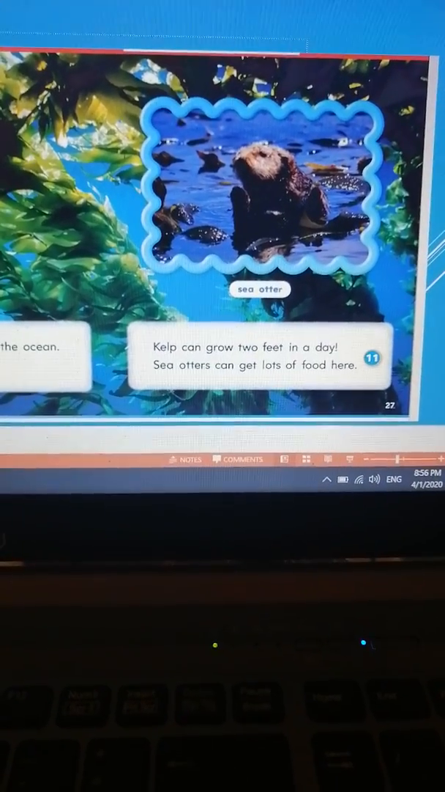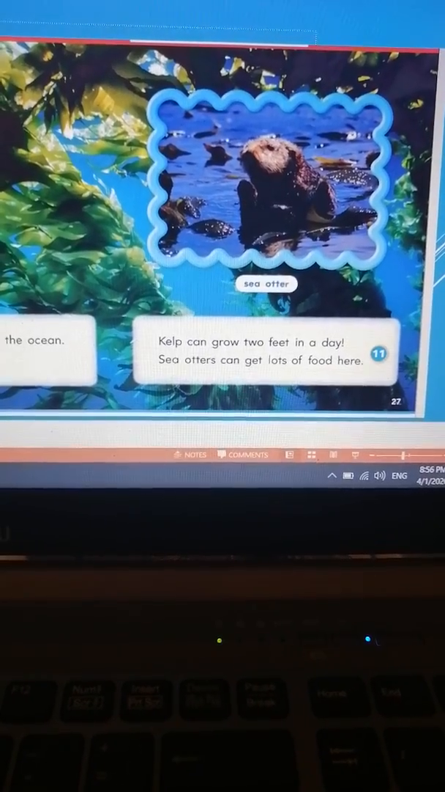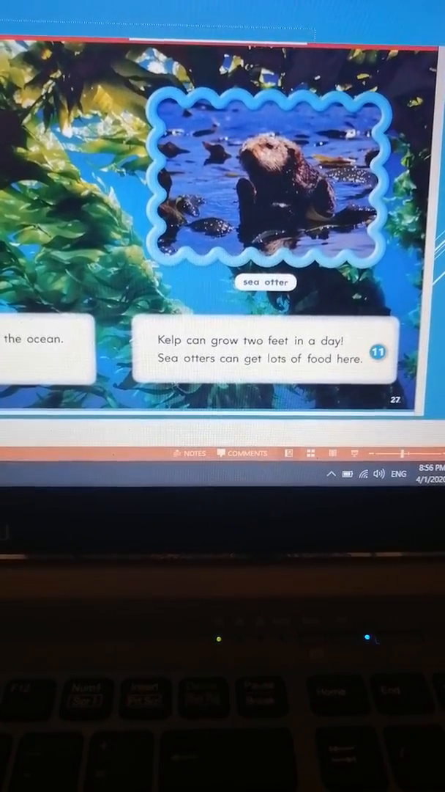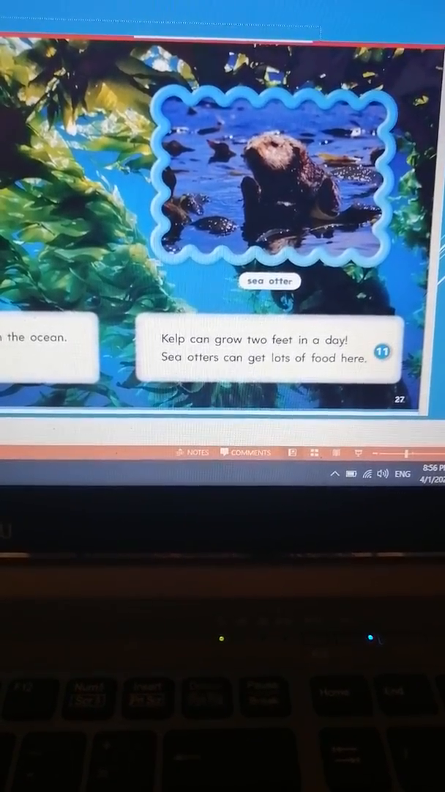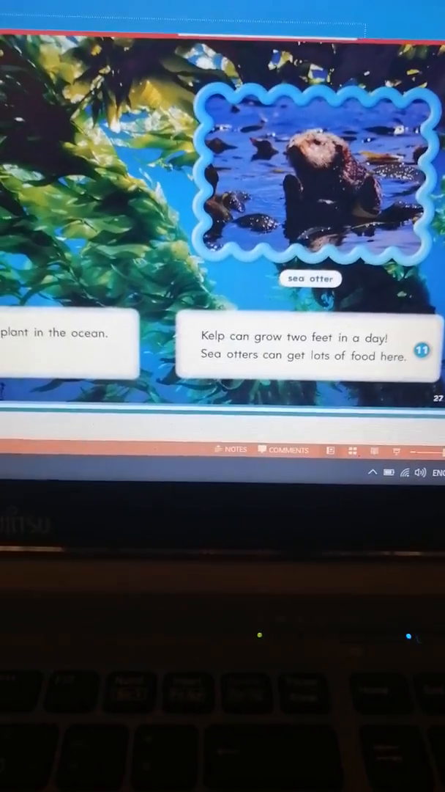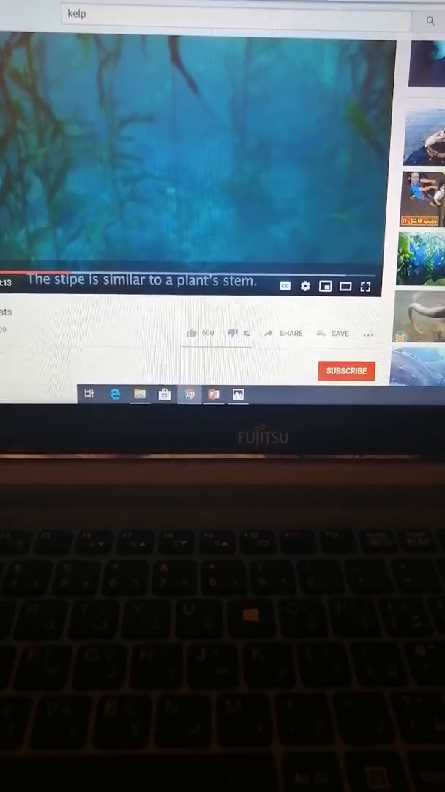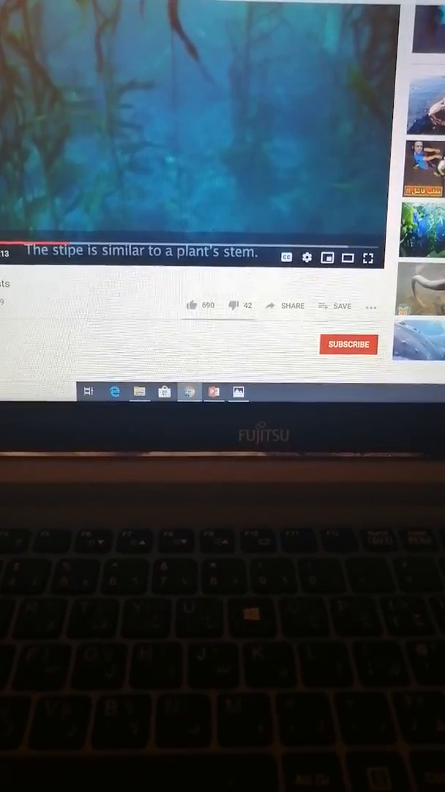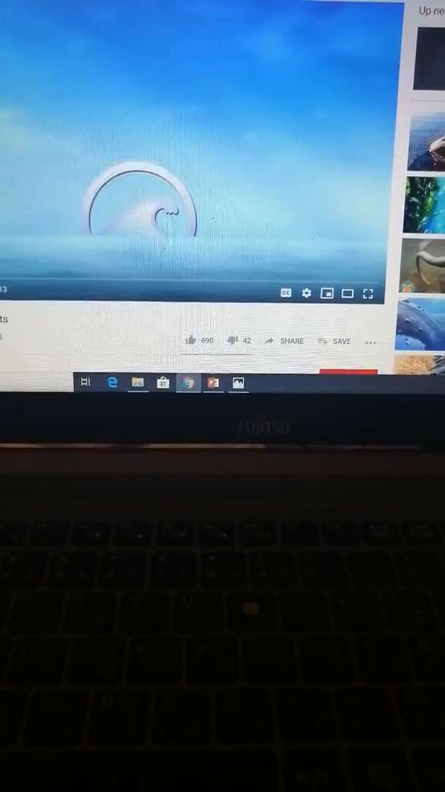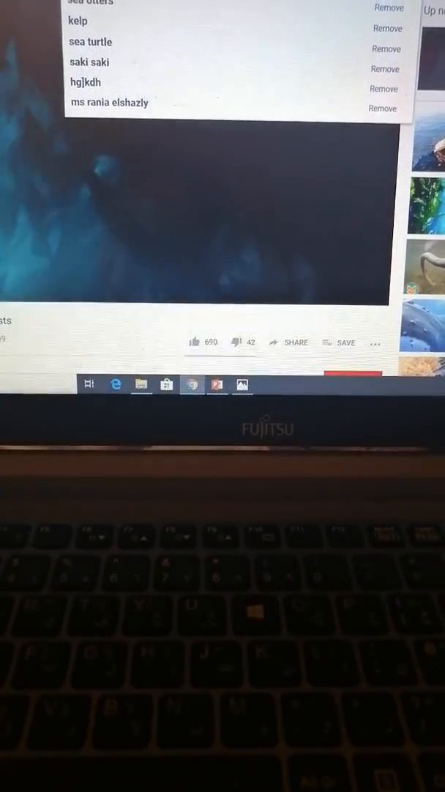Now we will go to this animal. This is the fourth animal. What's the name of this animal? Yes, it's a sea otter. It's an otter. Okay. We will see on this video what a sea otter is.